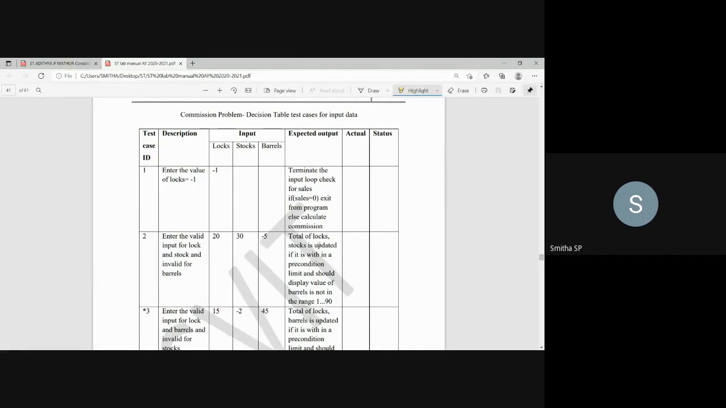So what is the action for that? You have to update the total logs and total stocks. You have to calculate the total logs and total stocks, and you have to display a message that is invalid barrels input. Okay, so go through the expected output. Total of logs and stocks is updated if it is within the precondition limit, and should display a message that the value of barrels is not in the range 1 to 90.